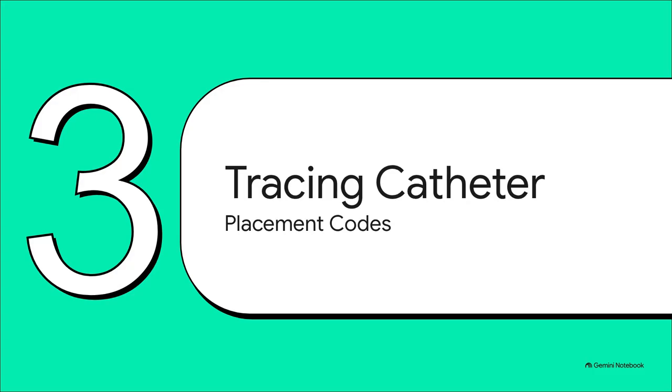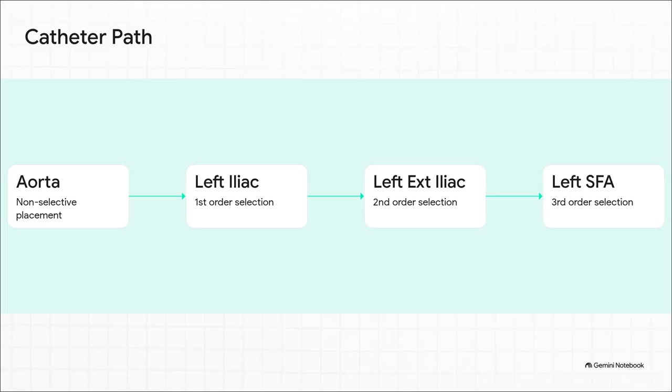Section 3. Tracing Catheter Placement Codes. Okay, let's translate that physical journey we just took into actual CPT codes. Tracing the path systematically, we started right femoral. The move into the aorta, well, that's non-selective. Crossing over into the left common iliac becomes our first order selection. Passing through the left external iliac makes it a second order. And finally, coming to rest in the left superficial femoral artery constitutes a third order selection.